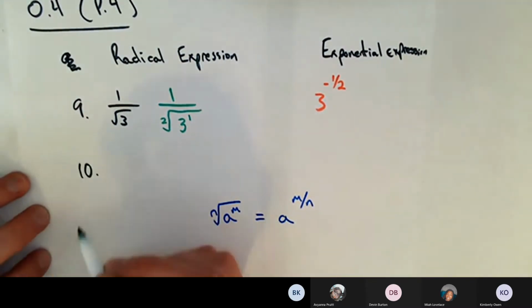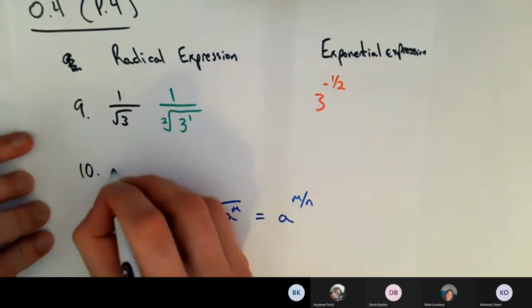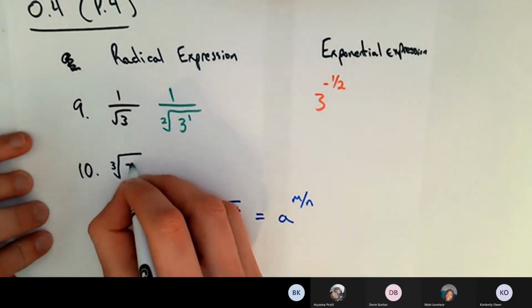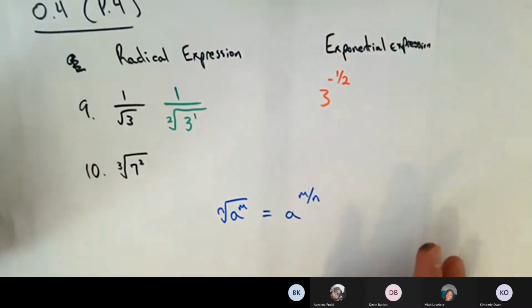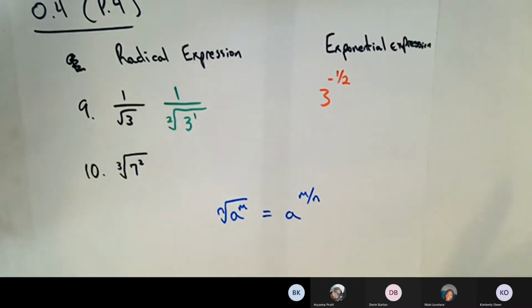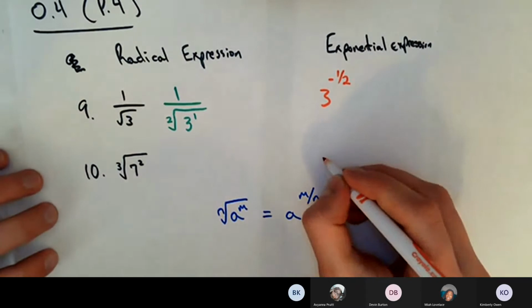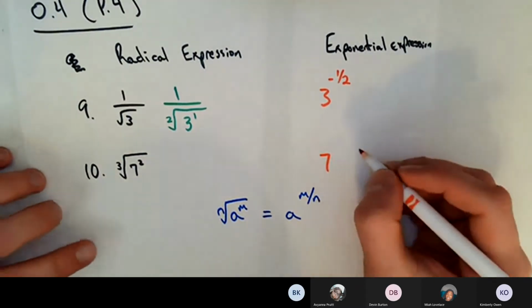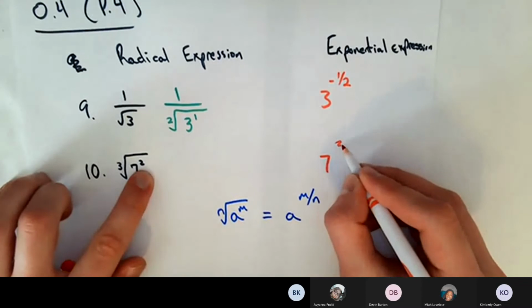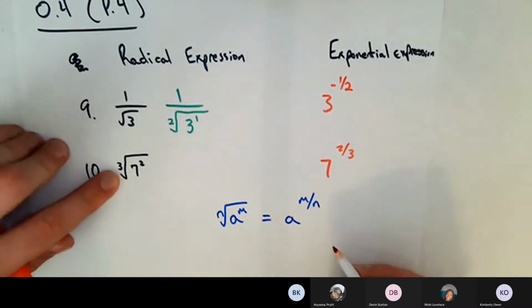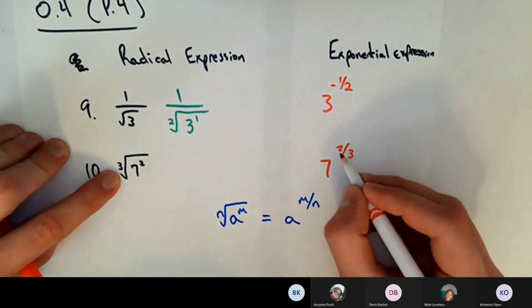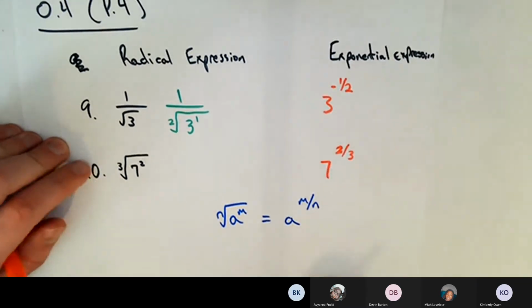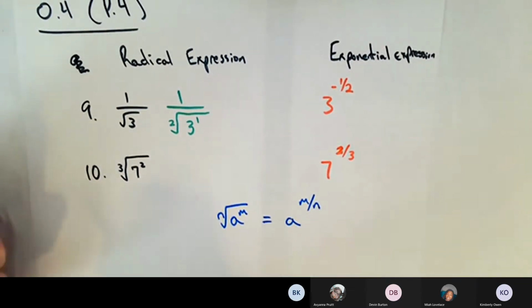Number 10 says cube root of 7 squared. This one is more explicitly written, should be a bit easier. No need to worry about negatives because my 7 is not in a denominator. I'm going to have 7 raised to the 2 over 3. That index on the root should be the denominator over here. So 7 is raised to the 2 over 3.